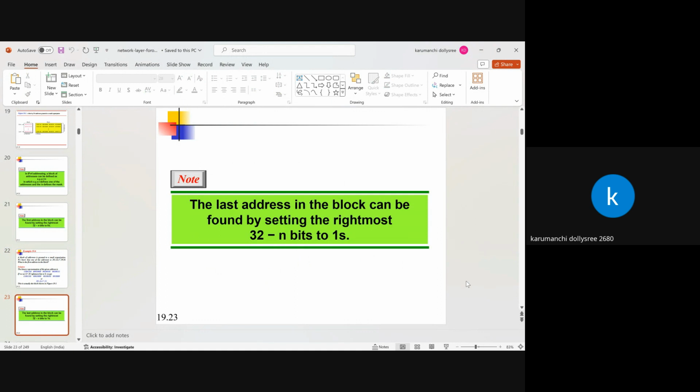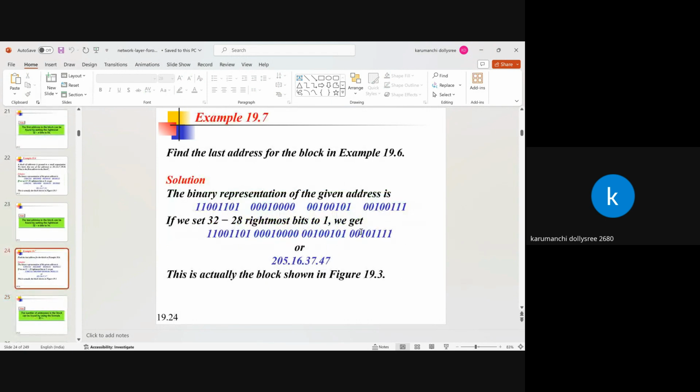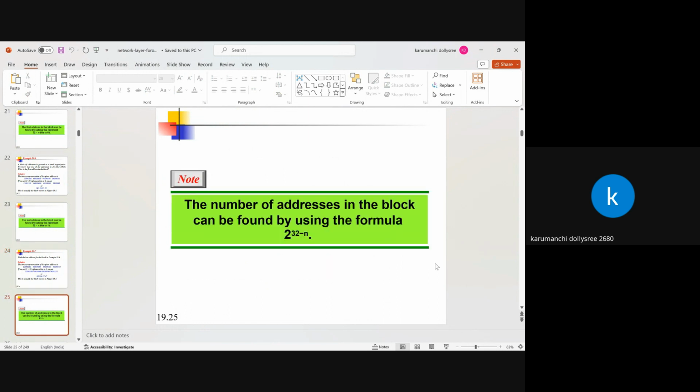So for the first address we have taken the leftmost bits and replaced them with zeros, right? Now for the last address we are going to set the ones in the rightmost place. So if you see the same example, we have set all the rightmost bits as ones. By calculating this, we will get 47, right? So this is the last IP address in that particular block, in that organization. That is how we calculate the first address and the last address.